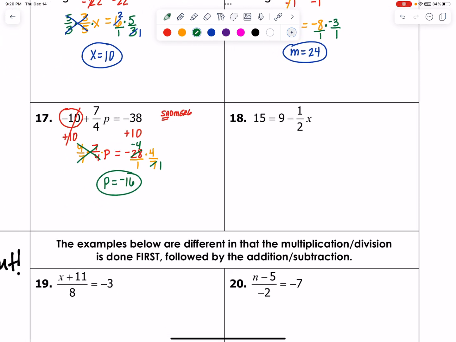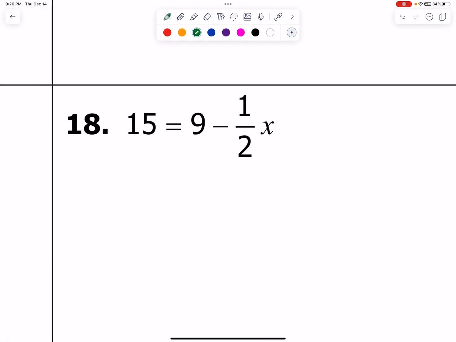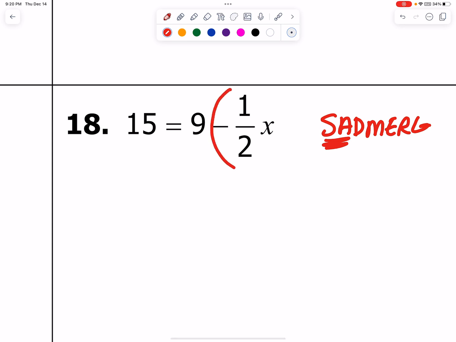All right, number 18, and then we're going to get on to some tricky ones here, okay? And then you can be on your own with your partner. All right, so let's go ahead and take a look at this. We have our SADMERG, okay? So is there any addition, subtraction to take care of? Well, it looks like this is a minus 1/2 x, but there's multiplication in there, so we're not going to touch that yet, okay?